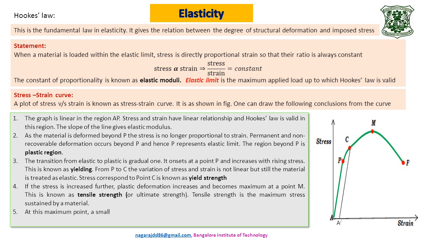At this maximum point M, a small constriction or shrinking in the material begins, and ultimately fracture occurs at point F. Therefore F is termed as the fracture point. So at M, there will be small changes in the structure of the material, and that change will continue. Finally at F the body will break into pieces.